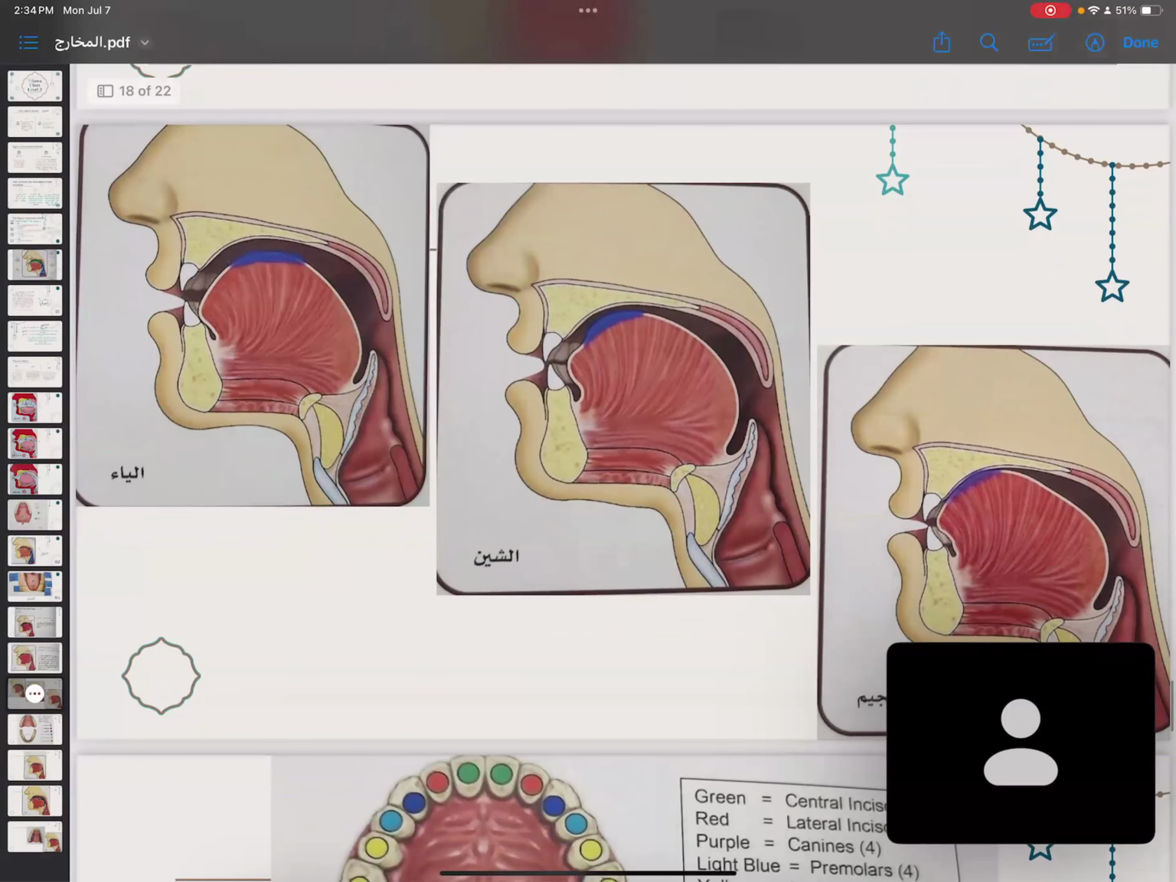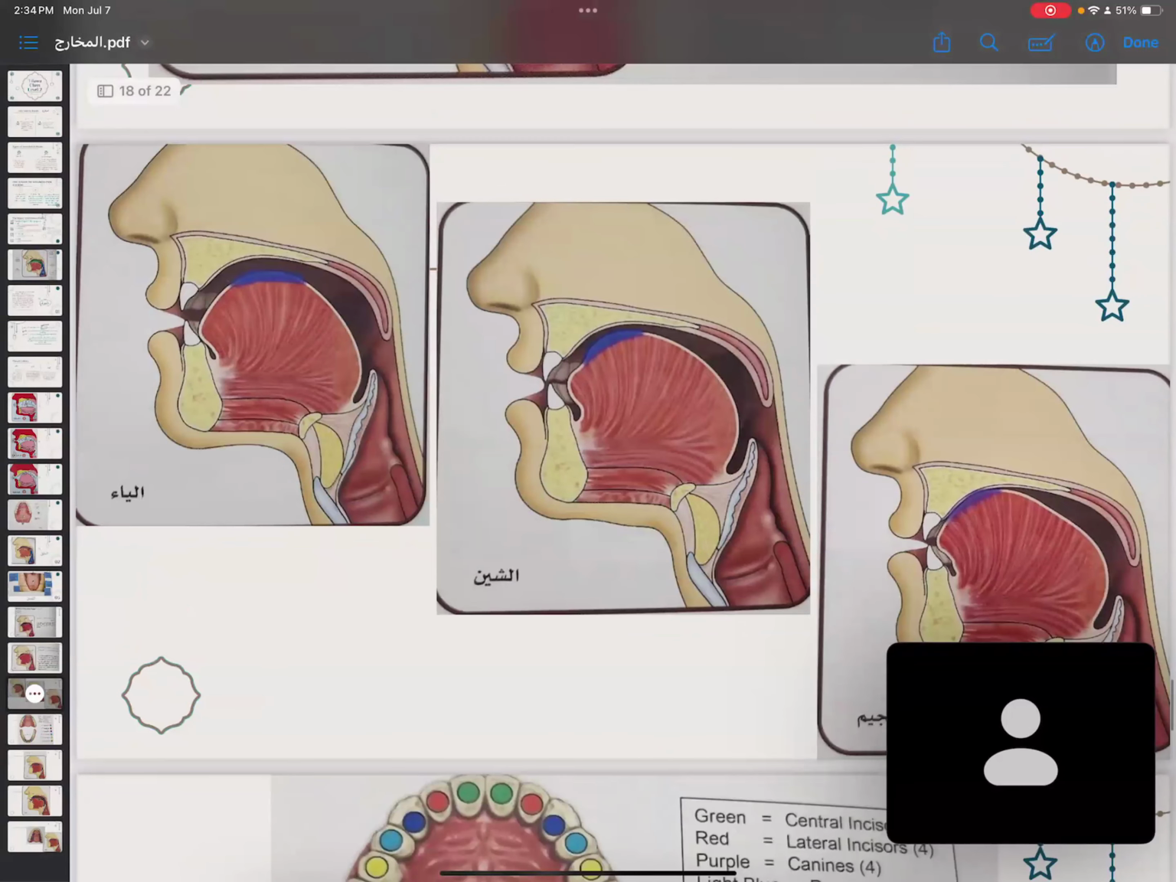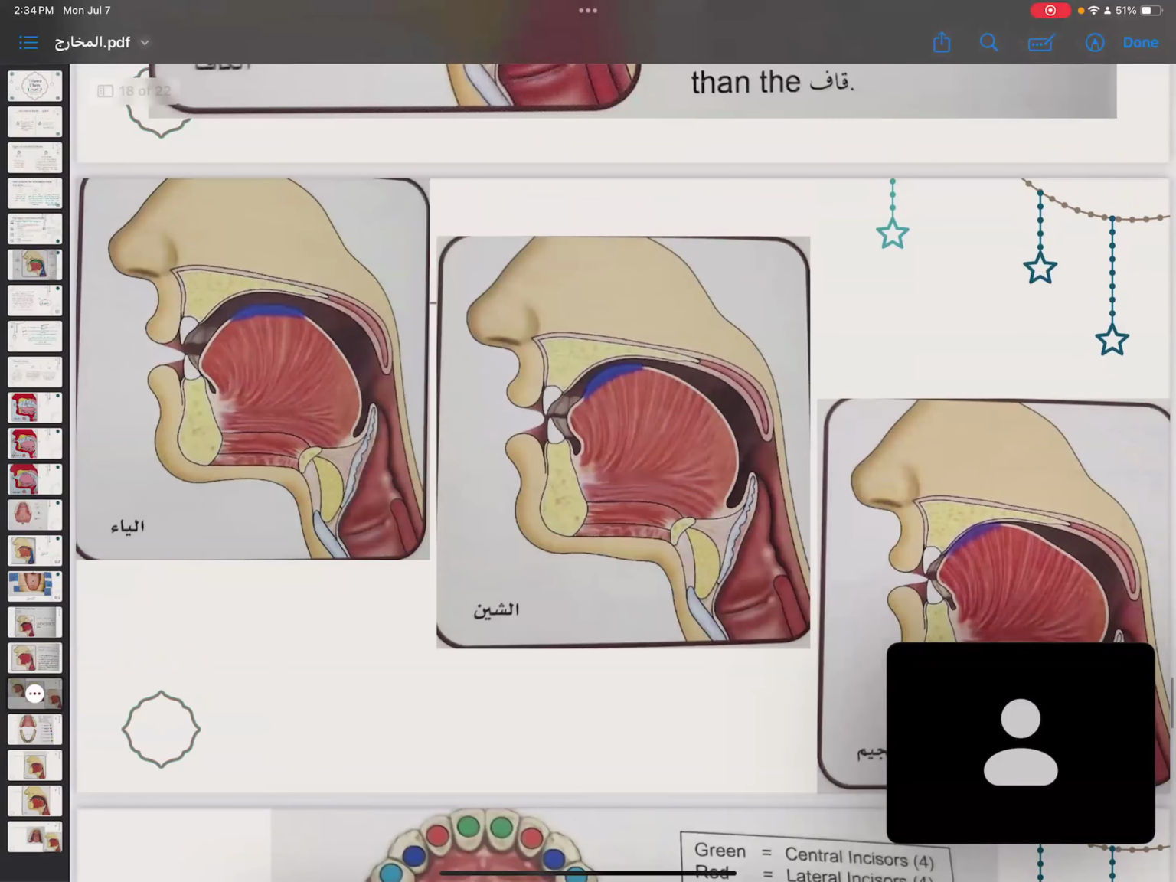And then here are just some pictures of ya and sheen and jim.